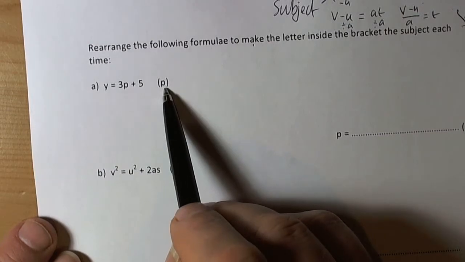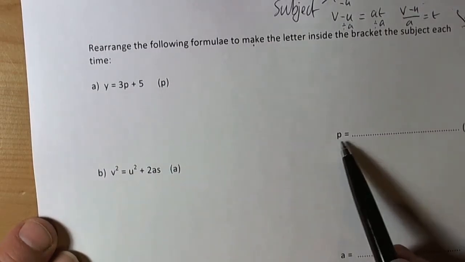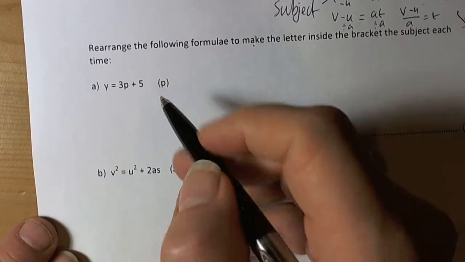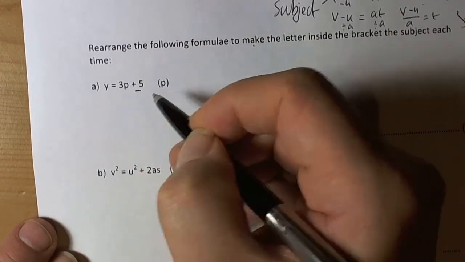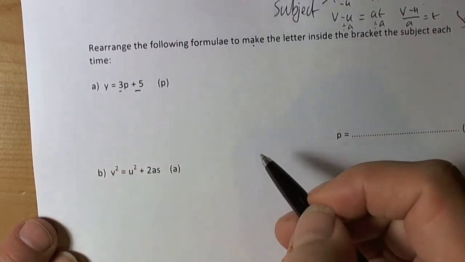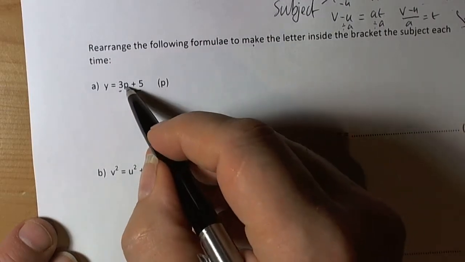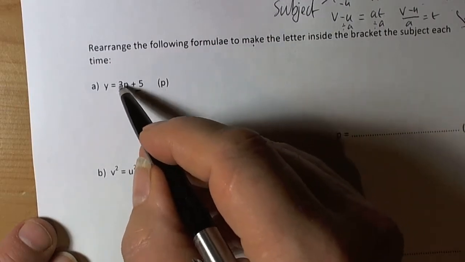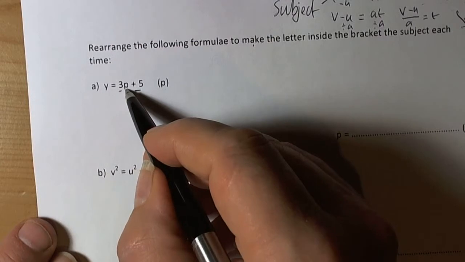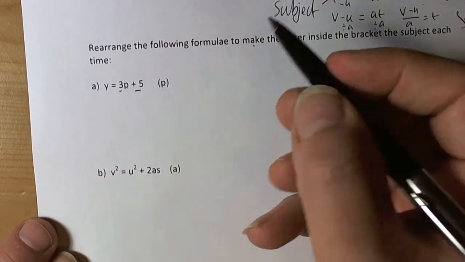So let's have a look at what these questions are going to ask us to do. We want p as the subject, so in other words, we're trying to get to p equals. When we look at this, there are two things to move: the plus 5 and the 3. The p can stay there because it's positive, and therefore we can move the other things, and then p will be on its own as we need, p equals.